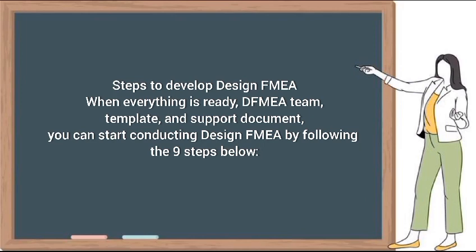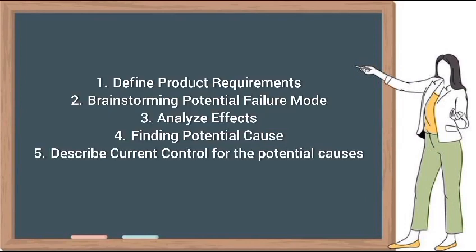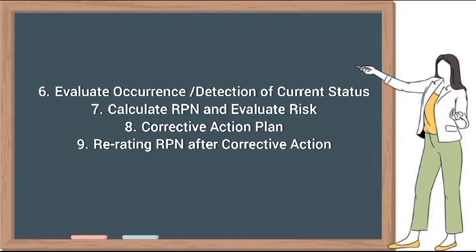Steps to develop Design FMEA. When everything is ready, DFMEA team, template, and support document, you can start conducting design FMEA by following the 9 steps below. Define product requirements. Brainstorming potential failure mode. Analyze effects. Finding potential cause. Describe current control for the potential causes. Evaluate occurrence/detection of current status. Calculate RPN and evaluate risk. Corrective action plan. Re-rating RPN after corrective action.